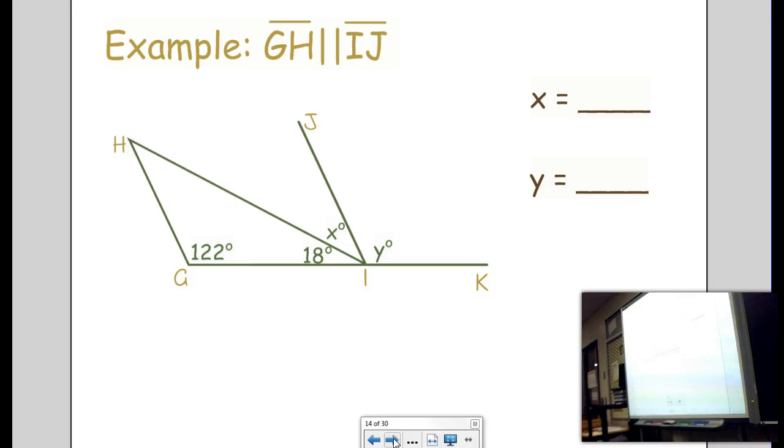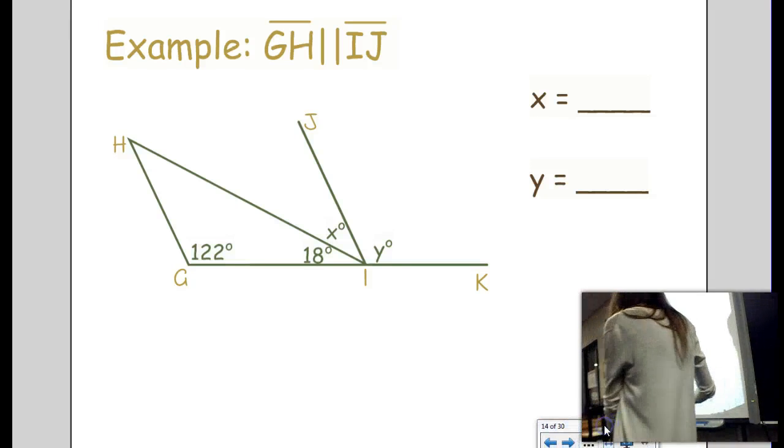GH is parallel to IJ. What's that phrase? When life gives you lemons, make lemonade. Why in the world did I bring that up?